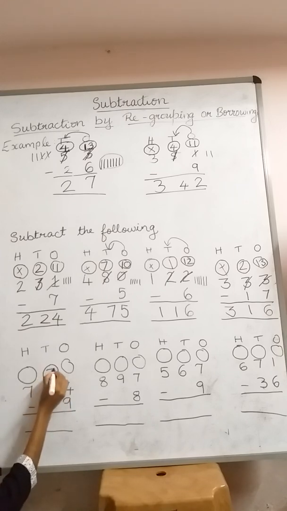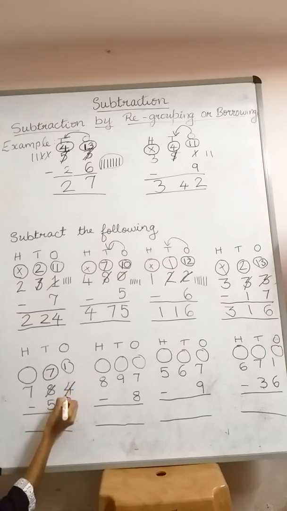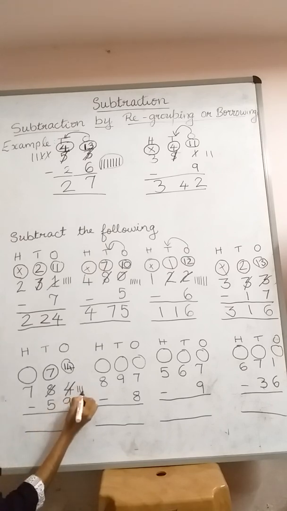Strike this. Write here what? 7. And write here 1. Then what should you do? Strike this 4 and write here 14. Now 9 afterwards, 10, 11, 12, 13, 14. How many lines? 1, 2, 3, 4, 5.